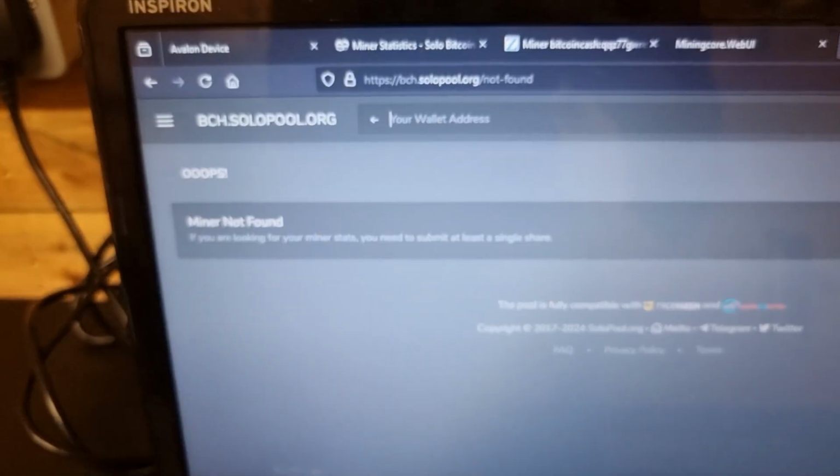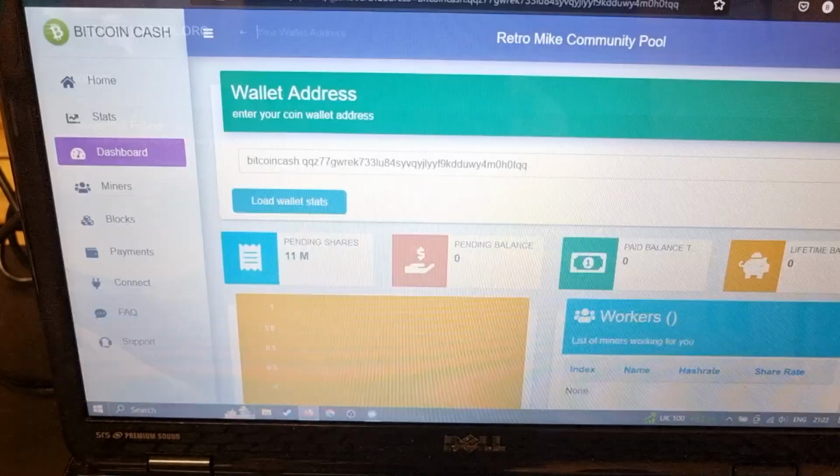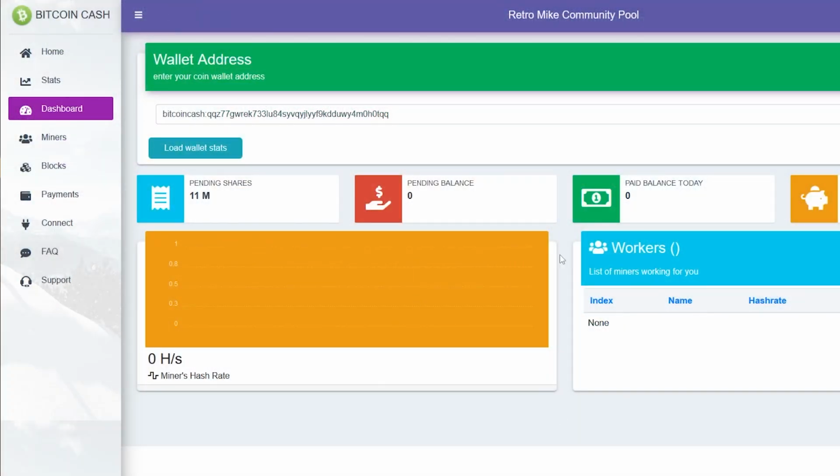That didn't work. So what I did was start mining to a new pool called Retro Mike. This is a really low populated sort of pool. I think there's only 20 miners on here at the time. Stats, 20 miners working at the moment.